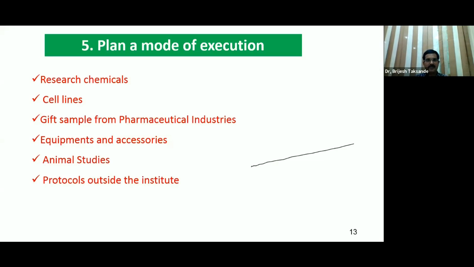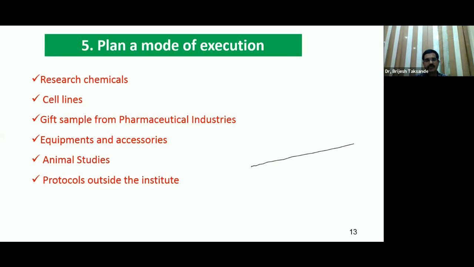Gift samples, if you're asking for your protocol from pharmaceutical industries, immediately write down the letters so that whenever you will be available in the college, your gift samples will be available at the laboratory. Then find out whether equipments are functional, whether accessories are available. It's very important because many times your sophisticated equipments are working, but you are not having the accessories related with them, so ultimately delaying your process of the research program.